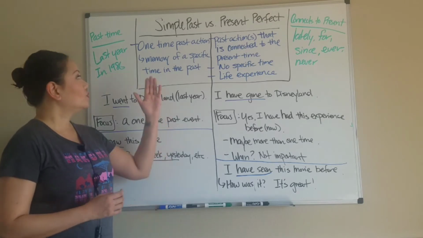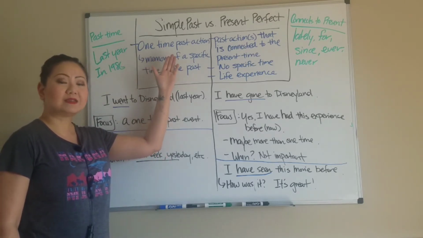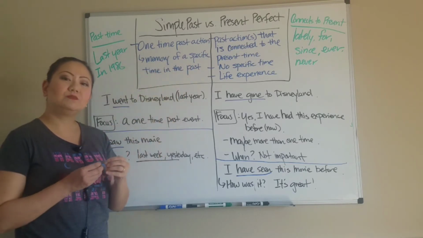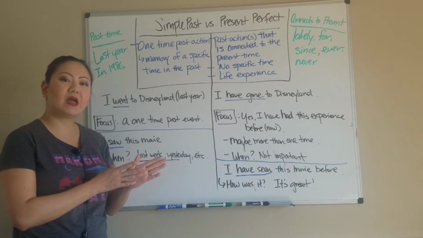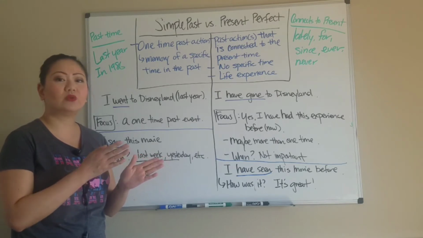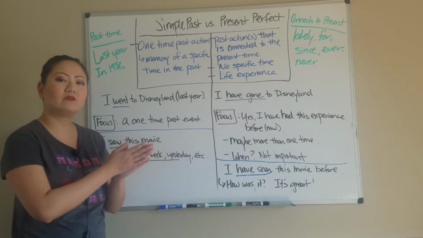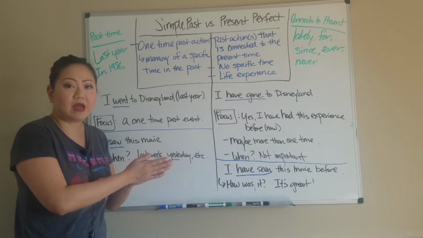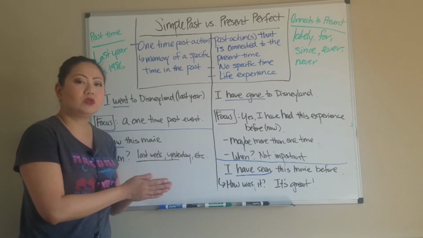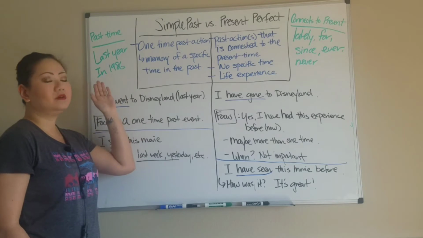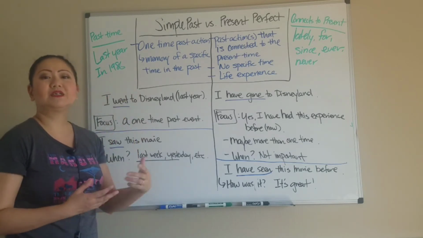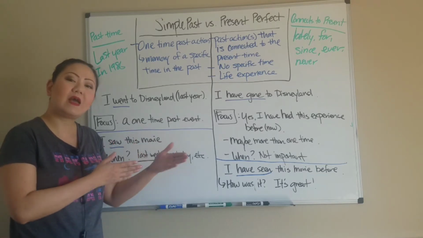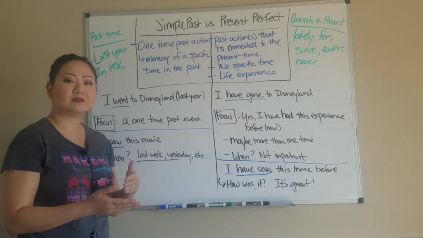So with simple past, we're talking about one-time past action or a memory of a specific time in the past. So this past event already happened in the past, and it usually has no connection with the present or the future. Okay, so you can think of it that way. It's kind of an isolated event by itself that happened in the past. Now, the words that we usually use with simple past are last year, in 1986, yesterday, last night, last week. Again, times that had already happened that has no connection with the present.